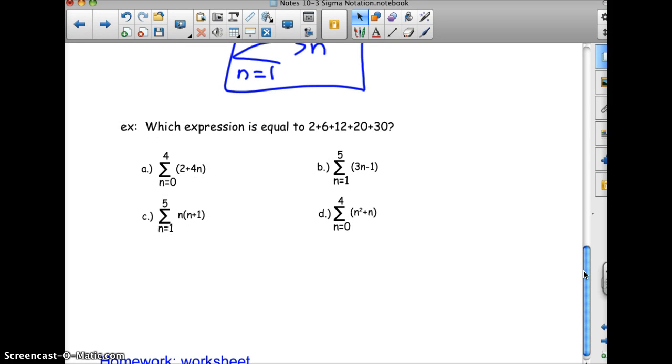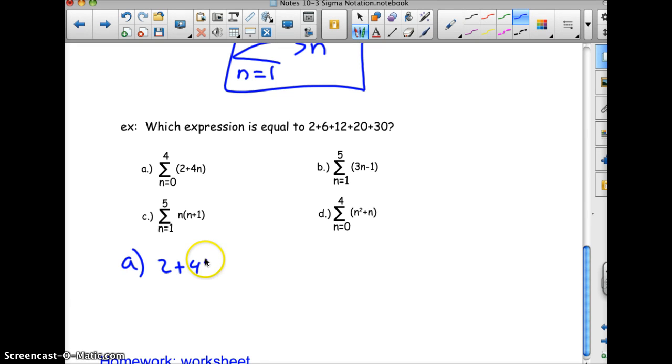How are you typically going to see this on a Regents exam? Well, like this, a multiple choice question. Which expression is equal to 2, 6, 12, 20, and 30, right? The way you can do that is you can take each one of those and kind of expand the sigma notation, you know, using what you have. So let's try that. Let's try A first, right? And this can seem a little tedious at first, but it's not really that bad.